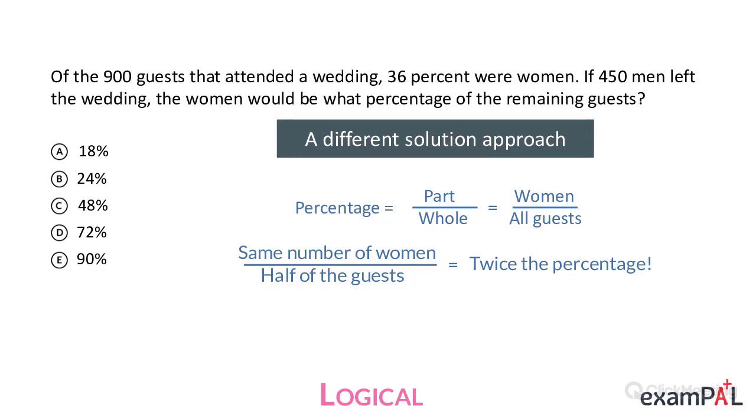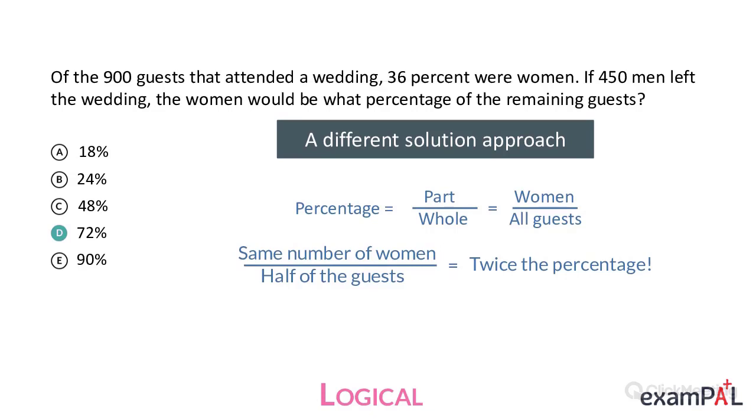So instead of having the same number of women over twice the guests, you have the same number of women over half the guests, or rather, you know what I mean. And that means you have twice the percentage. And so you increase from 36% to 72%. And this is a much faster way to approach this question.